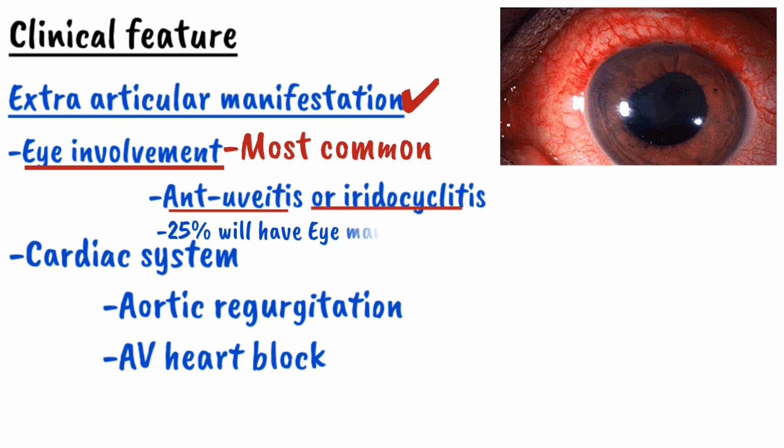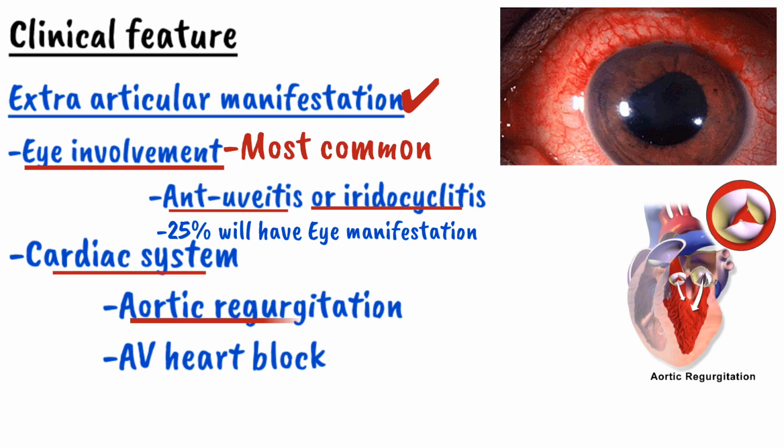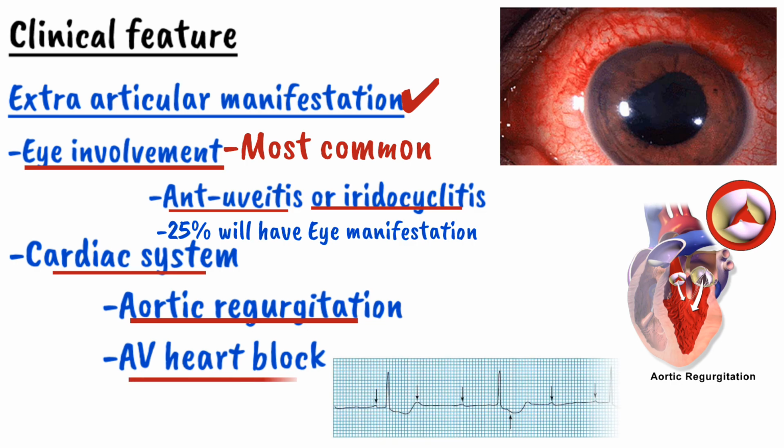Around 25% of patients who have ankylosing spondylitis will have eye manifestation. Apart from the eye, ankylosing spondylitis also affects the cardiac system. In the cardiac system, it causes aortic regurgitation and AV heart block. Remember that aortic regurgitation occurs in about 4% of these people, and it is due to aortitis. So due to aortitis, it will lead to aortic regurgitation.